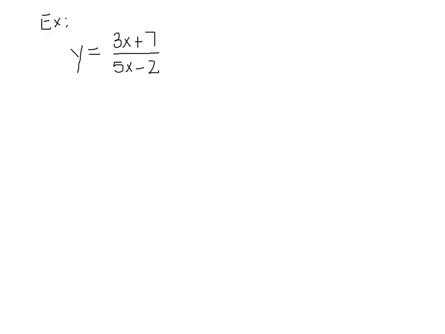Okay, in example number 1, we have y equals (3x plus 7) divided by (5x minus 2). So if you look at the degree of the numerator is 1, because my highest exponent right here would be a 1, because we assume that that has a 1 there. And this one has a degree of 1 also.